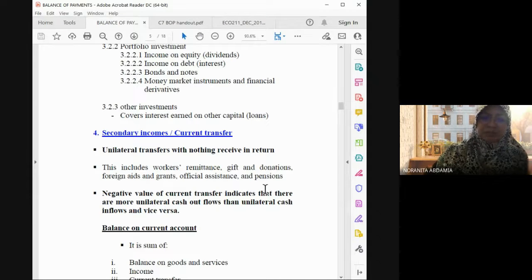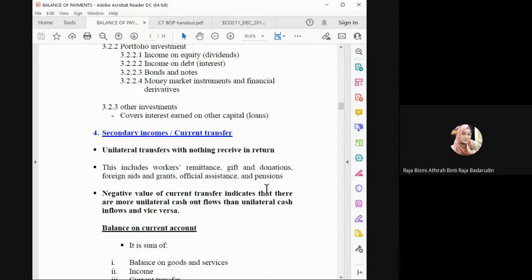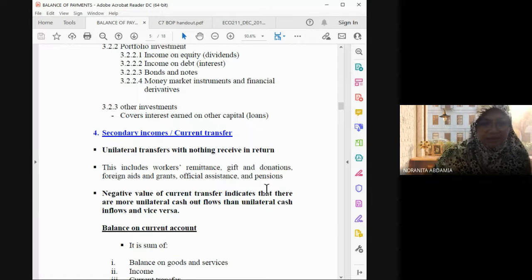One day bila saya ada pension, saya kena bayar balik tak segala pension saya tu? Perlu ke tidak? Tak perlu. Tak perlu kan, sebab itu hak saya kan. So this is one way payment, which means whatever the payment made, that payment will not be received in return. Dia takkan datang balik, dia takkan dapat tak bayar balik. So this is what we call the unilateral transfer.